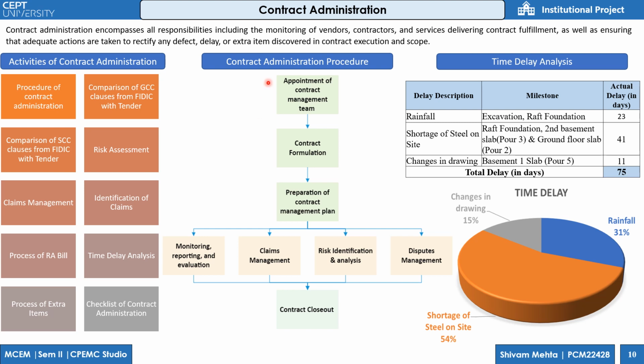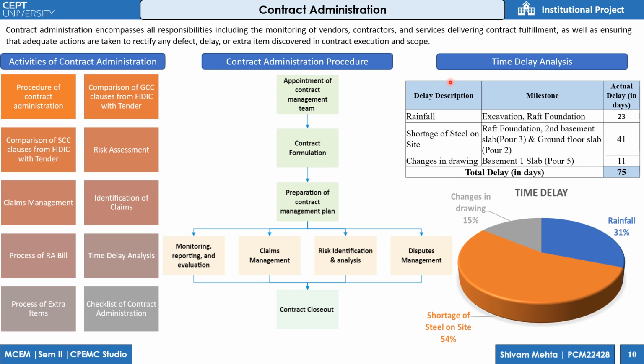Now we'll see the contract administration procedure, in which first the appointment of the contract management team is done, then contract formulation is done, then a contract management plan is prepared, which includes monitoring, reporting, and evaluation, then claim management, risk identification and its analysis, and disputes management. At the last, the contract closeout is done. Then now we'll see time delay analysis.